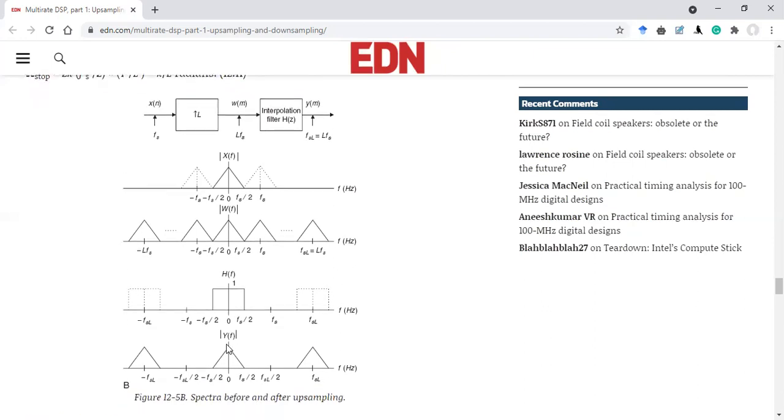Now remember, this particular block has been shifted, I mean, it has been normalized in terms of L, in terms of the output frequency, f of s of L in this particular case. In our case, it will be normalized to f of y.